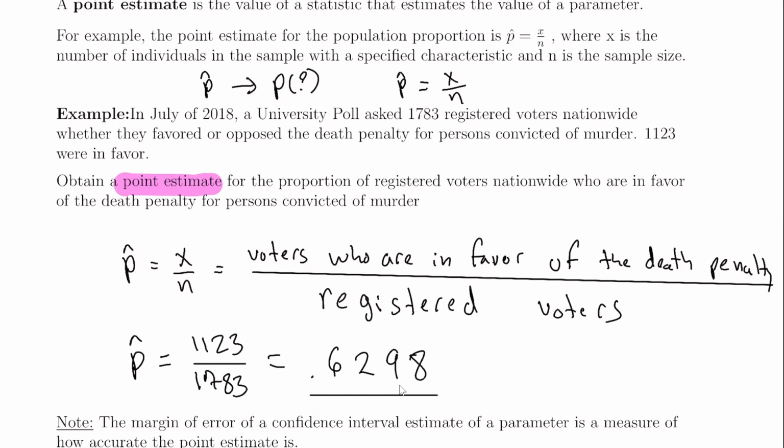So if I say find the point estimate, you have to figure out which point estimate it is, because you're going to have 3 different points of estimate: for p, mu, and also sigma. But that's it for the point of estimate for a population proportion. Any question in regard to it?